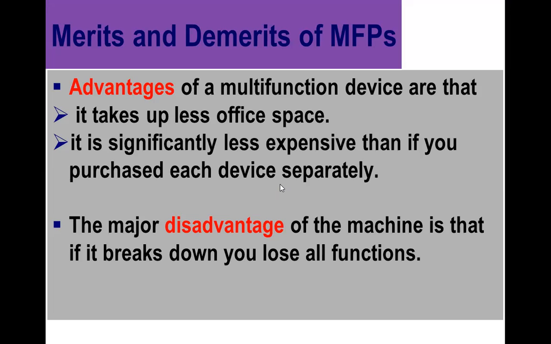Advantages of these ones, of the multifunction peripherals: it takes up less office space. It is significantly less expensive than if you purchased each other device separately. So if you buy these devices separately, you find that they are very expensive. But if you buy the 3-in-1, you have a photocopier that can print, scan, and then photocopy. That means you have reduced on the production costs. You have reduced on other costs of buying separate devices.